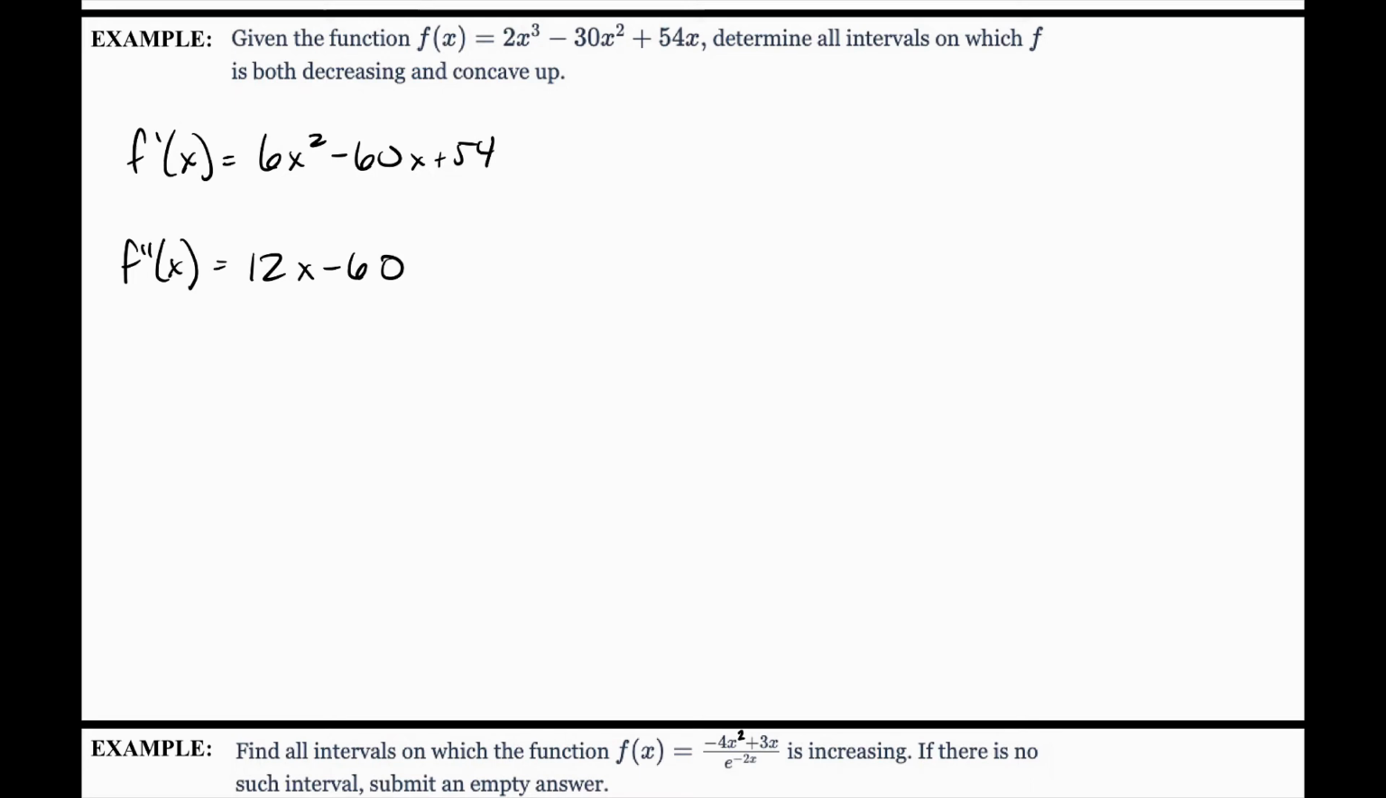Okay, check. So the first thing we're going to do is check for increasing and decreasing. We're going to check to see where it's increasing, where it's decreasing. So to do that, we're going to use the first derivative. We're going to set that equal to 0. Okay?